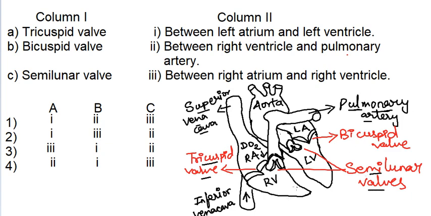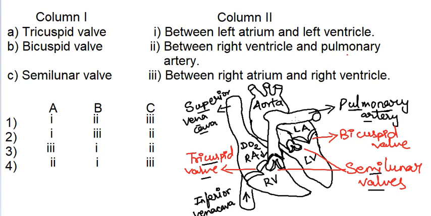It also opens in only one direction. It can only open in the upward direction, so it cannot open in the downward direction. So it will prevent the backflow of blood from the pulmonary artery to the right ventricle, because it cannot open in the downward direction. And you have another valve known as the bicuspid valve present between the left atrium and left ventricle.